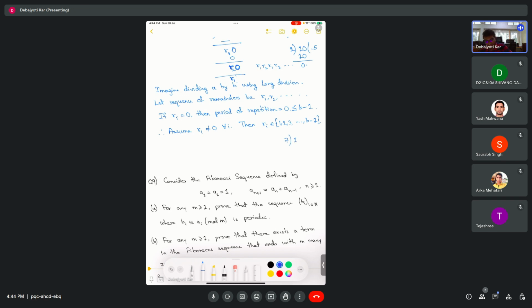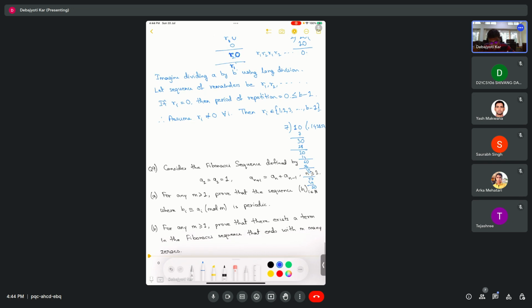Suppose we are dividing 1 by 7. It's going to continue for some time. This part is a bit messy, but you can see. So for example, we start with this. First we divide 10 by 7, the remainder is 3, right? Again we append 0, we divide 30 by 7, the remainder is 2.